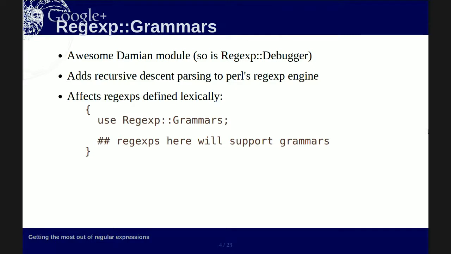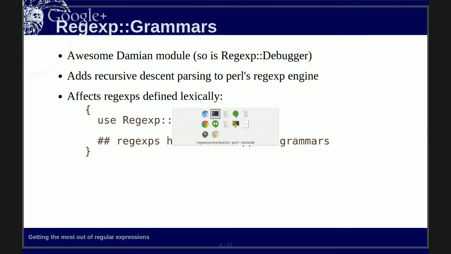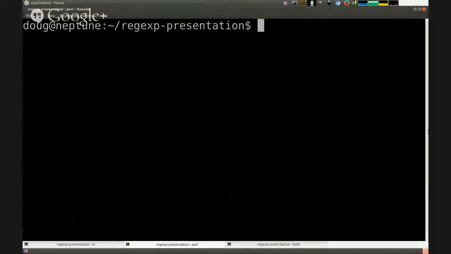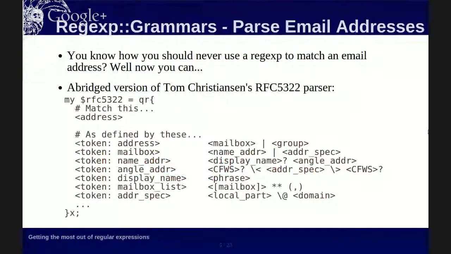So basically now it's possible with regex grammars. Also, you should never parse email addresses with regexes either, but with grammars you can actually do it quite well. Instead of that monster 10-page regex that's in the RFC 822 Perl module, you can make something nice, readable, and a recursive descent sort of parser.